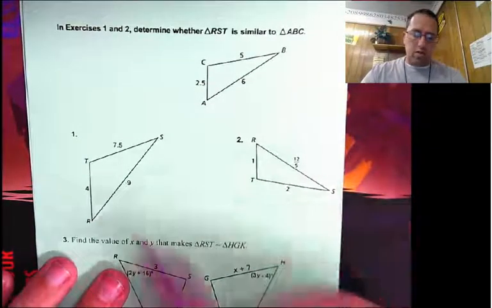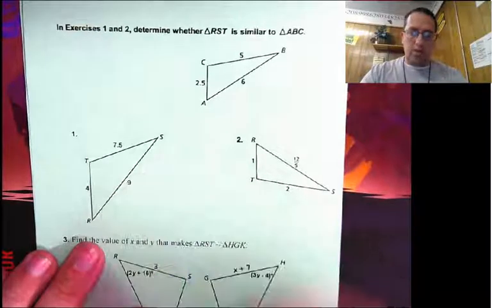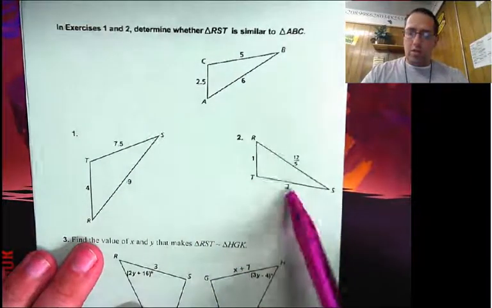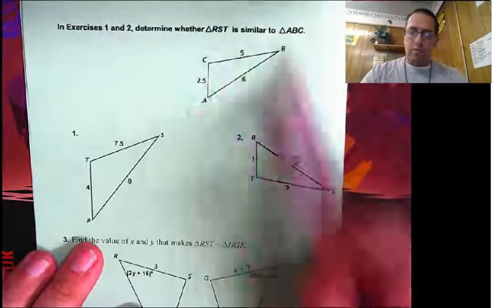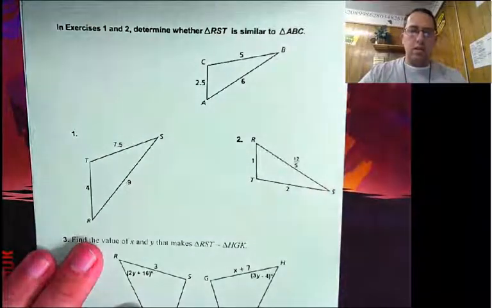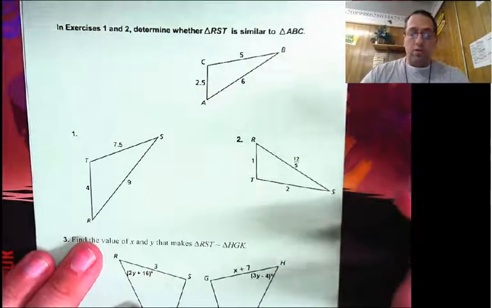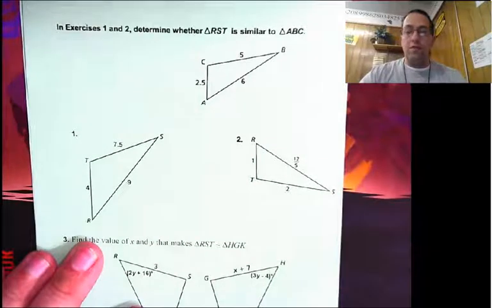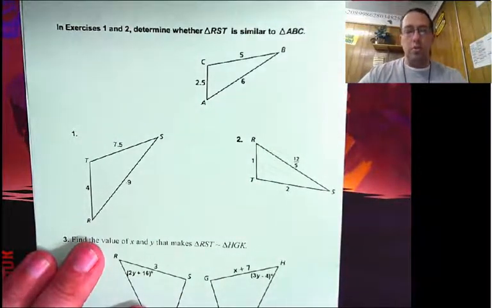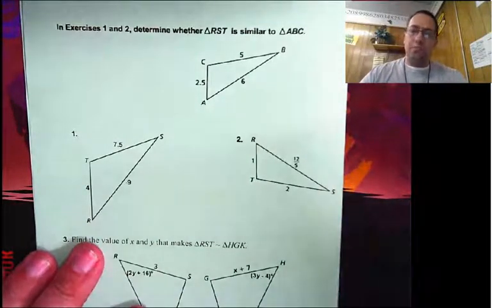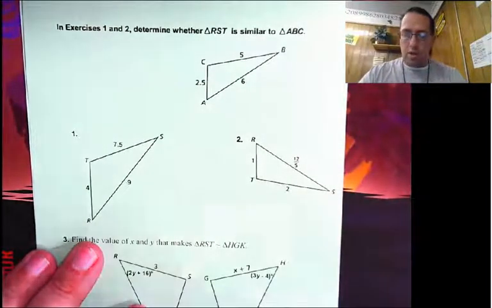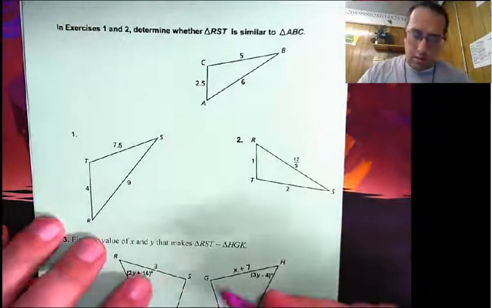Okay, so in number 1, here we have triangle RST. Number 2 is still RST, but in both cases we're looking, is this similar to triangle ABC? Now it gives us no clue about the angles, so we don't know if the angles are congruent, but we know if all 3 sets of sides are proportional, then we've got similar triangles. So let's take a look at this.